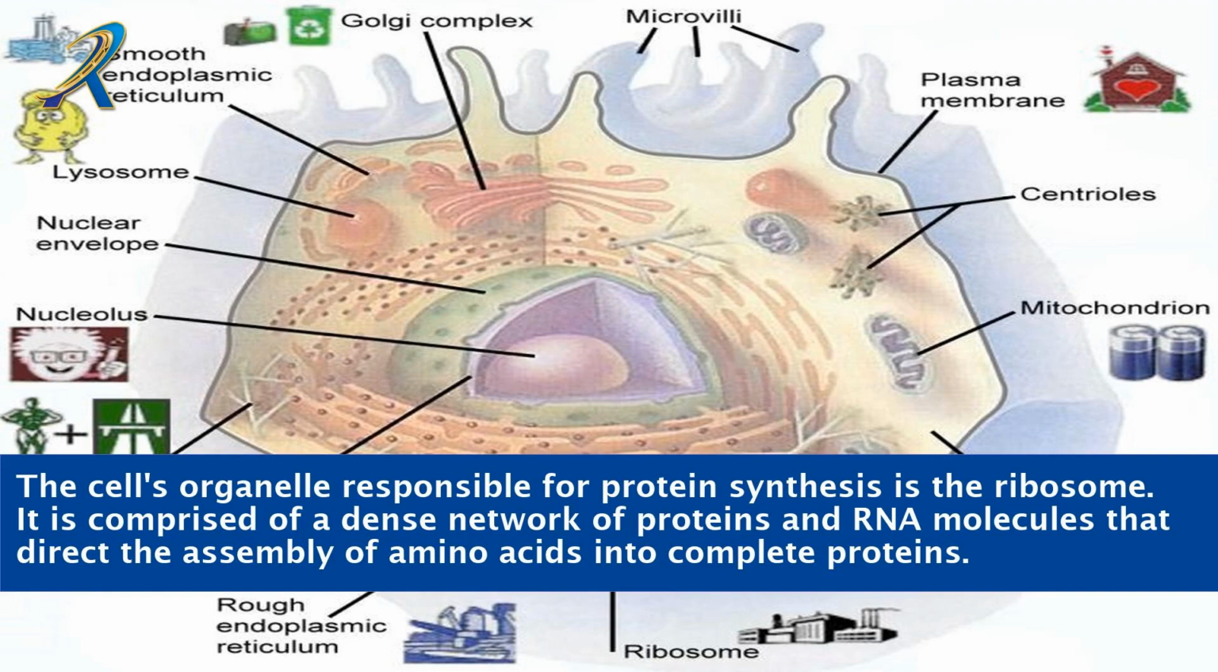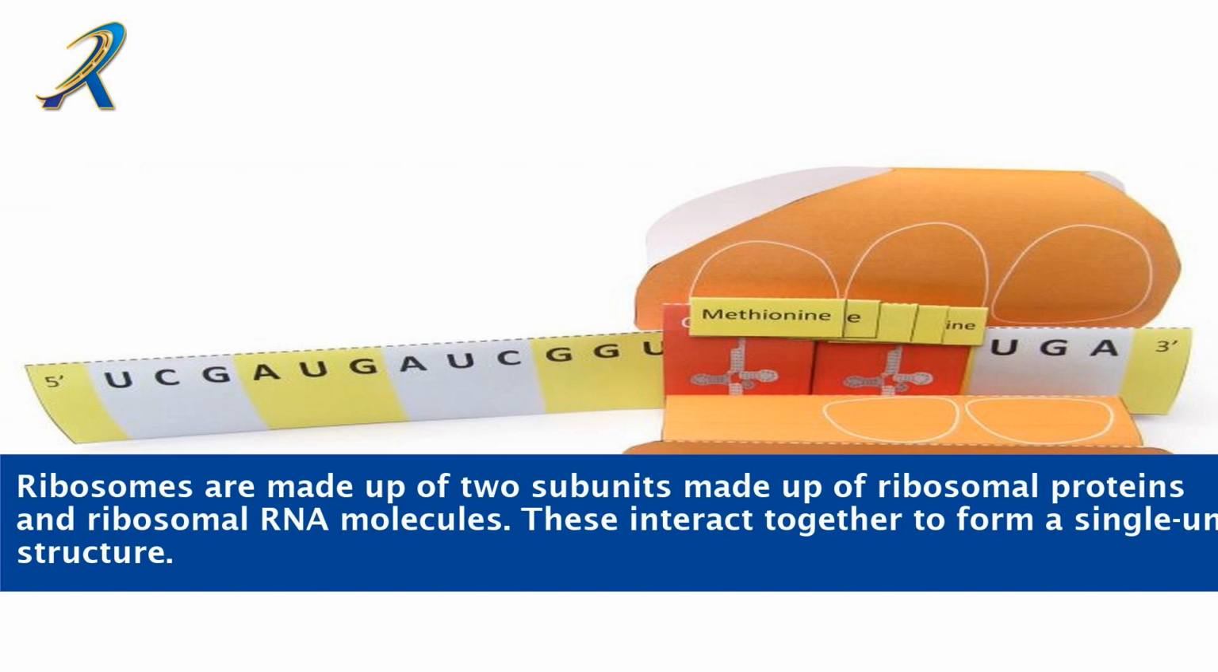The cell's organelle responsible for protein synthesis is the ribosome. It is comprised of a dense network of proteins and RNA molecules that direct the assembly of amino acids into complete proteins. Ribosomes are made up of two subunits made up of ribosomal proteins and ribosomal RNA molecules. These interact together to form a single unit structure.